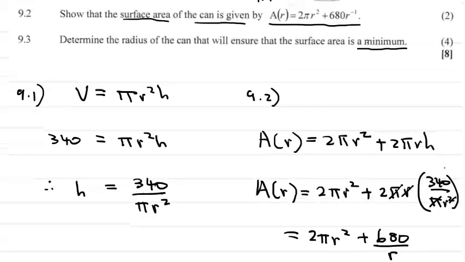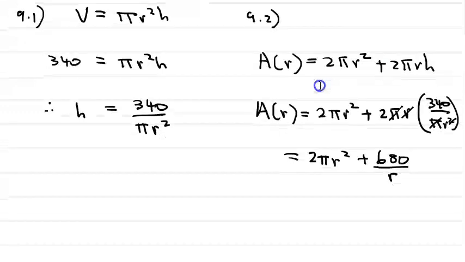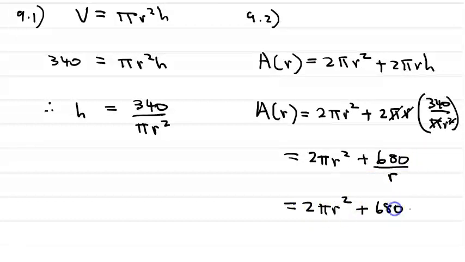So if they want us now, it says show that A of r equals 2 pi r squared plus 680 r to the minus 1. So we can write it like that now. If we take the r to the top, it will be 2 pi r squared plus 680 r to the minus 1. So that is our solution.